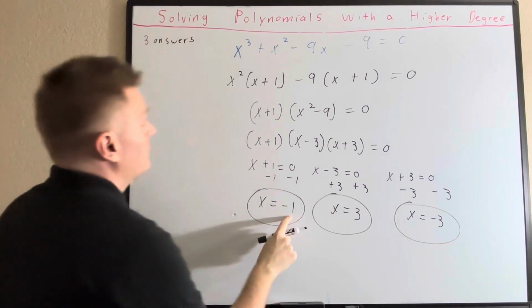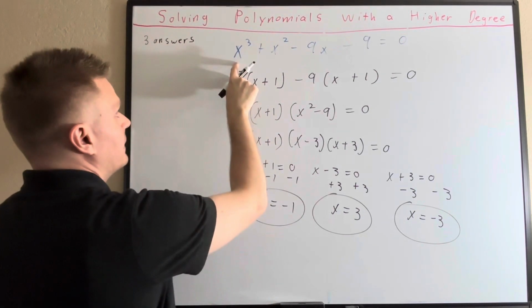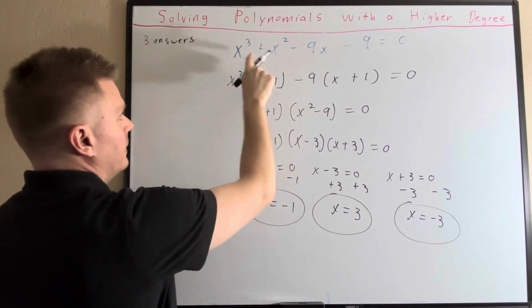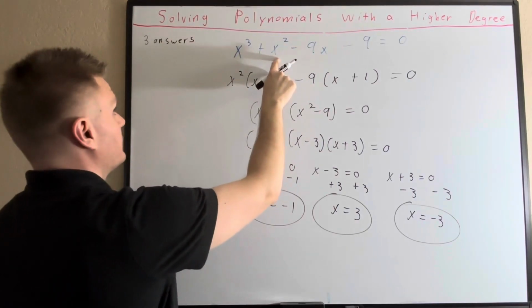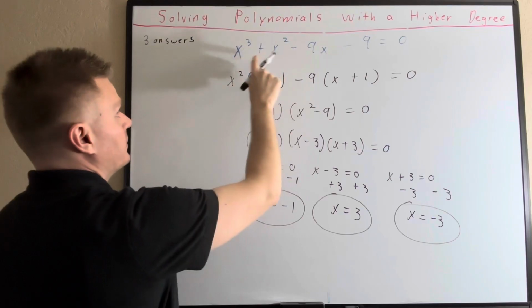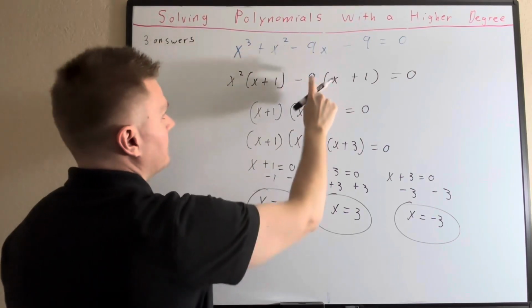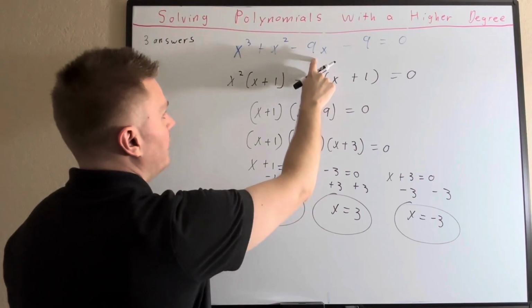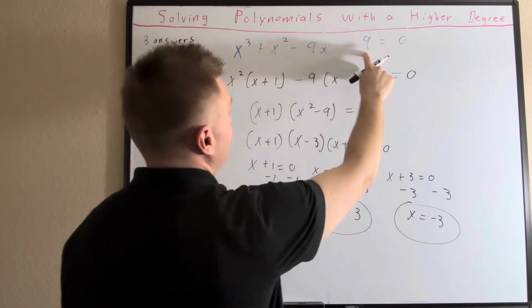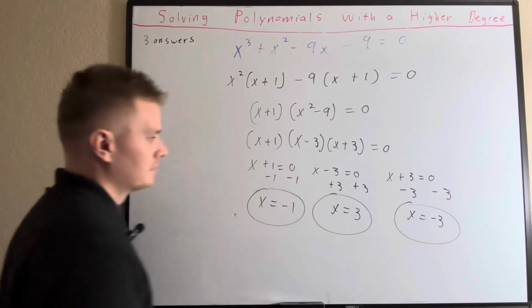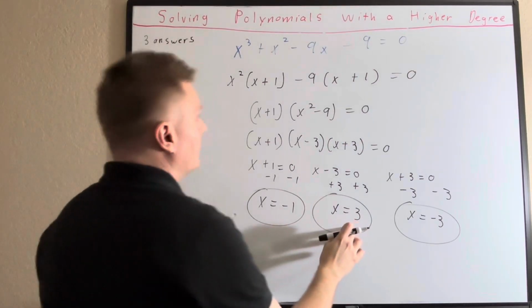And we want to check them. Negative 1 cubed is negative 1. Plus negative 1 squared is positive 1. So negative 1 plus 1 is 0. Negative 9 times negative 1 is positive 9. Minus 9 is 0. That was easy.